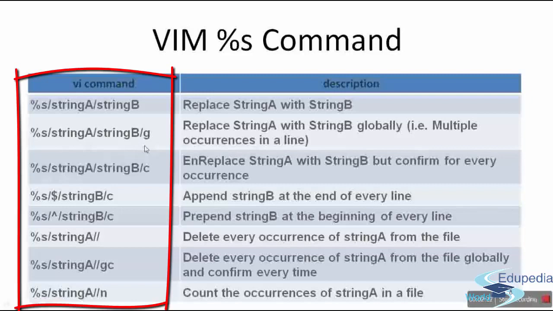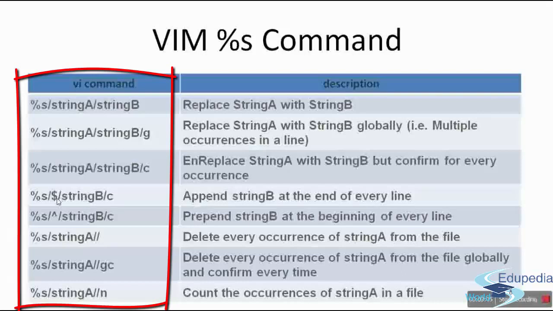Similarly, if you want it to confirm, to ask every time whether it should replace this particular occurrence or not. Suppose you want to replace string a at some places, but you don't want to replace string a with string b at the other places. You can use the c option. So c means confirm. When you do %s string a / string b / c, this will confirm for every occurrence of string a, and it will ask if you want to replace it, you press Y on the keyboard. If you don't want to replace it, you press N and it will take you to the next occurrence. That is how it works.